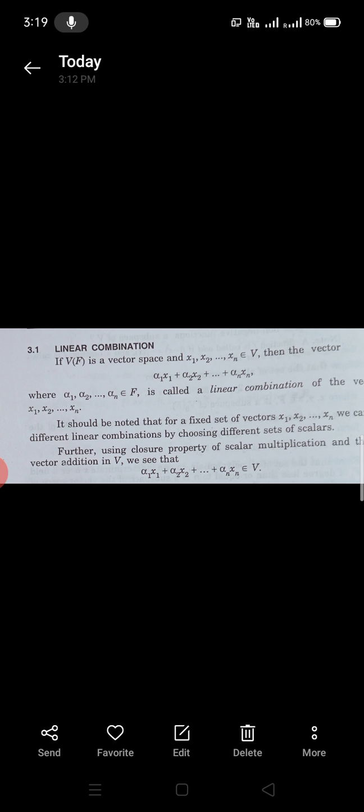If V(F) is a vector space and x1, x2, x3 and so on xn belong to V, then the vector α1x1 + α2x2 + and so on + αnxn, where α1, α2 and so on αn belong to F, is called a linear combination of the vectors x1, x2 and so on xn.